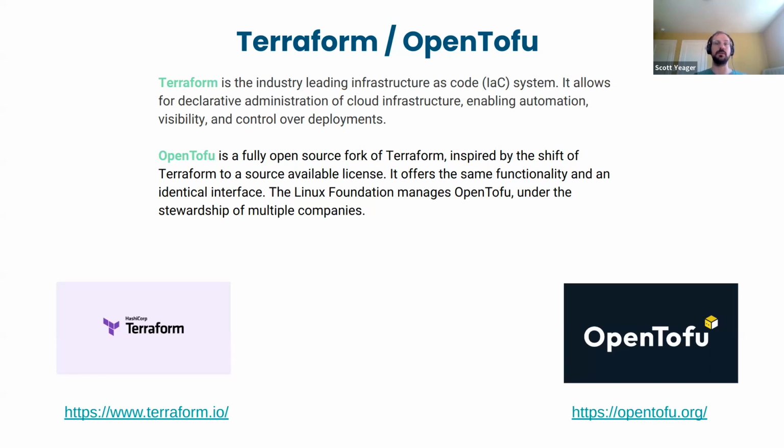OpenTofu, on the other hand, is a fully open source fork of Terraform. It was inspired by the shift of Terraform to a source available license. Source available is a form of license that means that the source code for newer versions of Terraform is still available, but the code's not freely available to use in the same way that an open source license provides. There's now some restrictions around the use of Terraform, especially in commercial contexts.